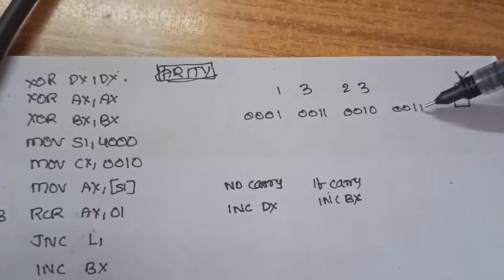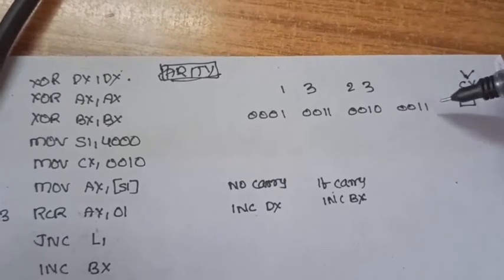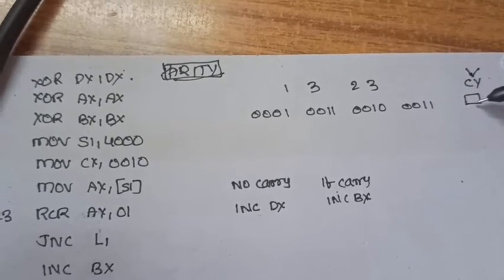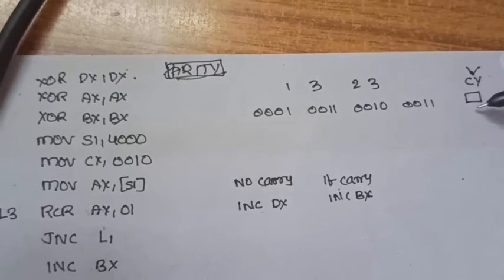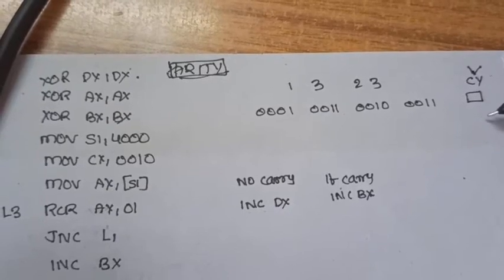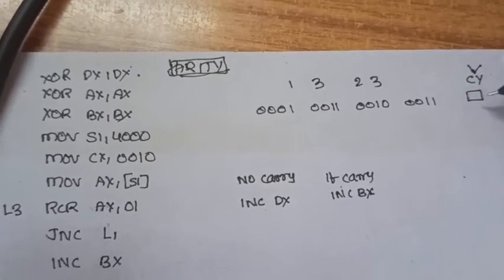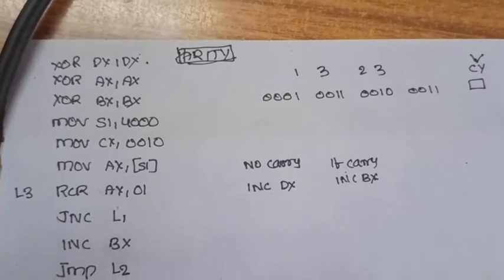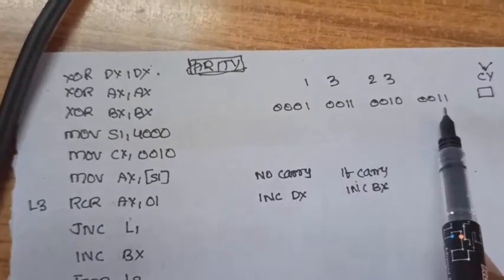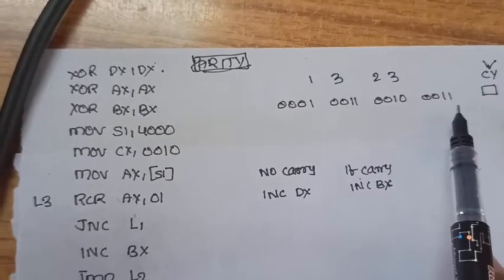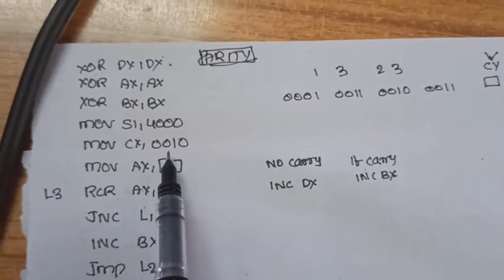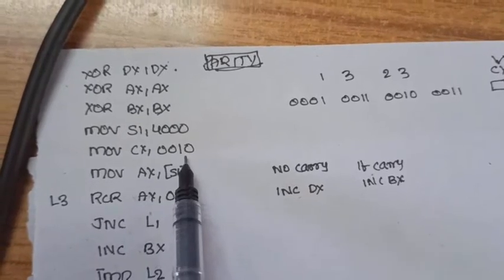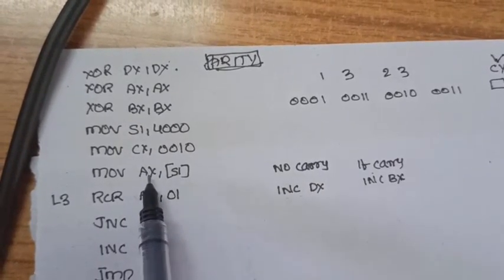Means if initially carry is cleared, when you rotate it through carry, a one will appear here. We check for carry. If any carry is there, we count it as a number of ones. If no carry is there, it is counted as a number of zeros. How does it happen? Total these are 16 bits, right? For 16 bits I am giving a count of 16, 0010 in hexadecimal. And now I am taking this 1323 data into AX.